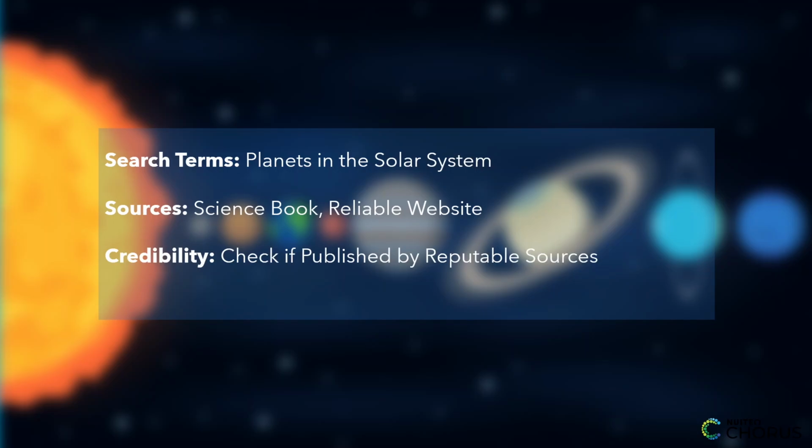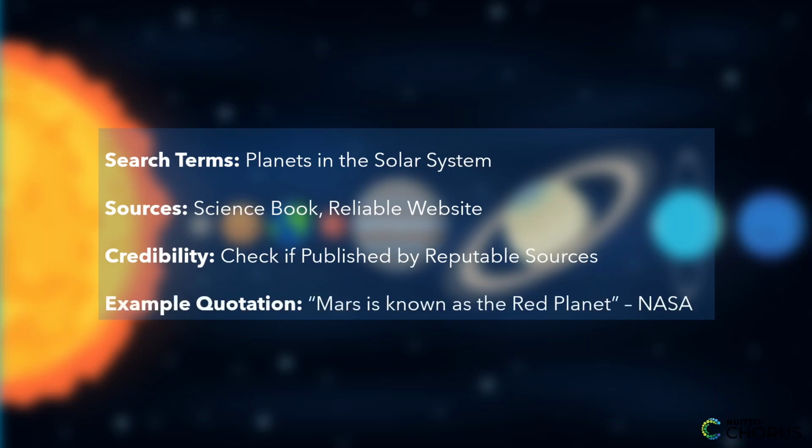When you find facts, quote or paraphrase them properly. For example, if you read that Mars is known as the red planet, write it as, "According to NASA, Mars is often referred to as the red planet," and include the source in your bibliography.